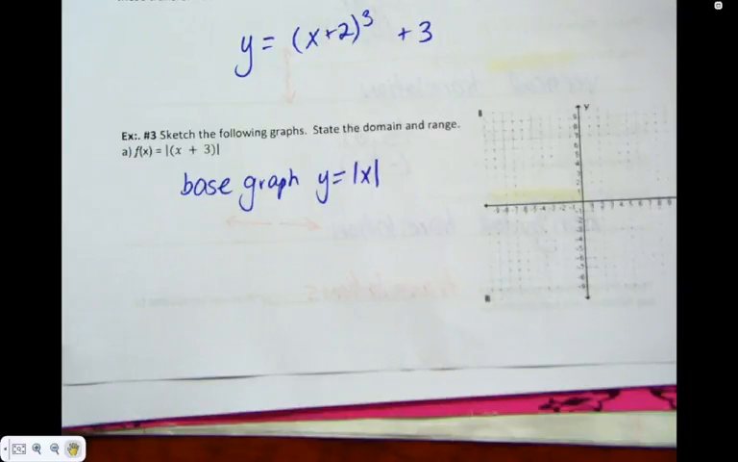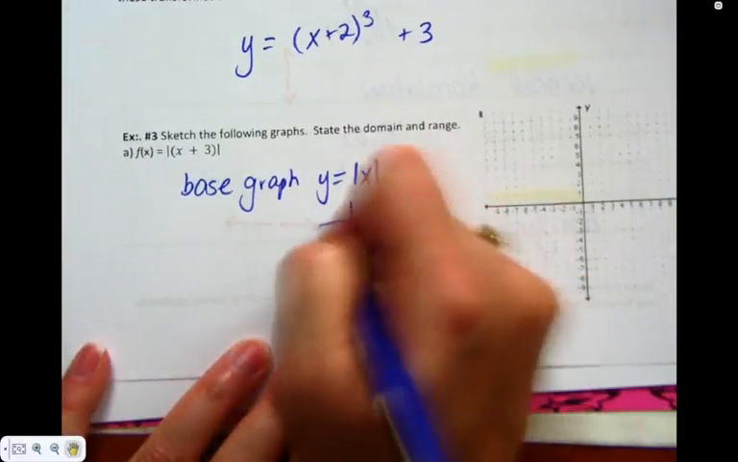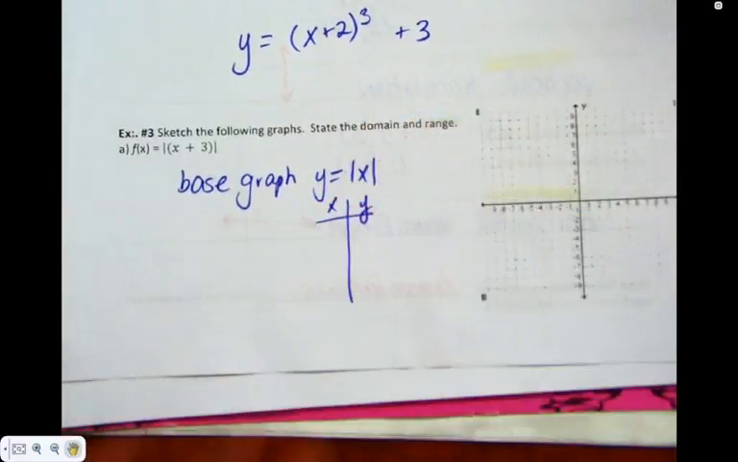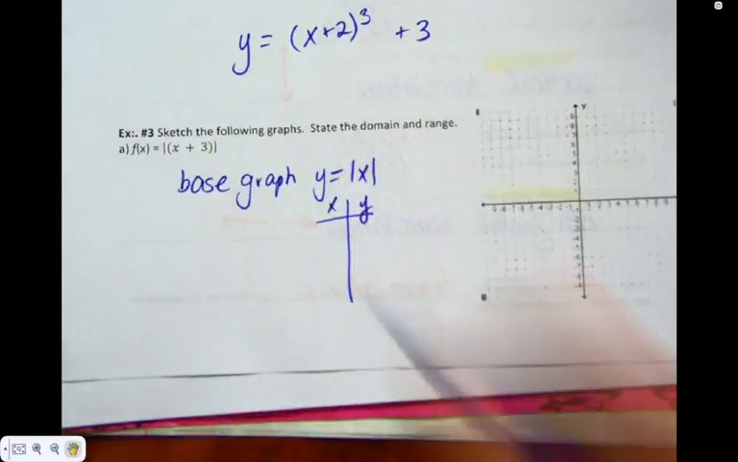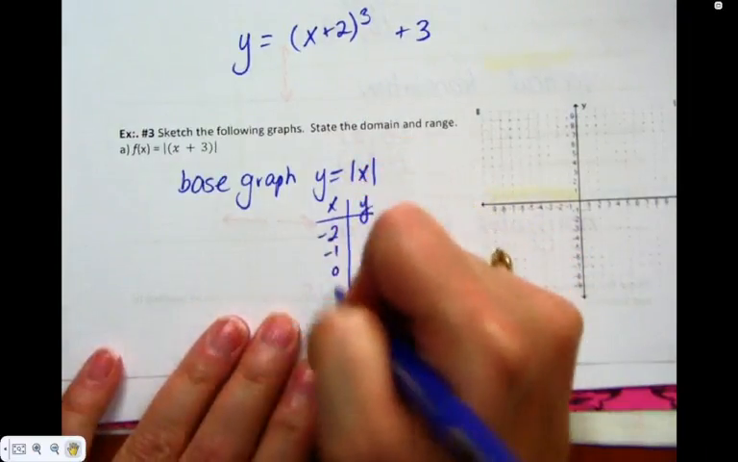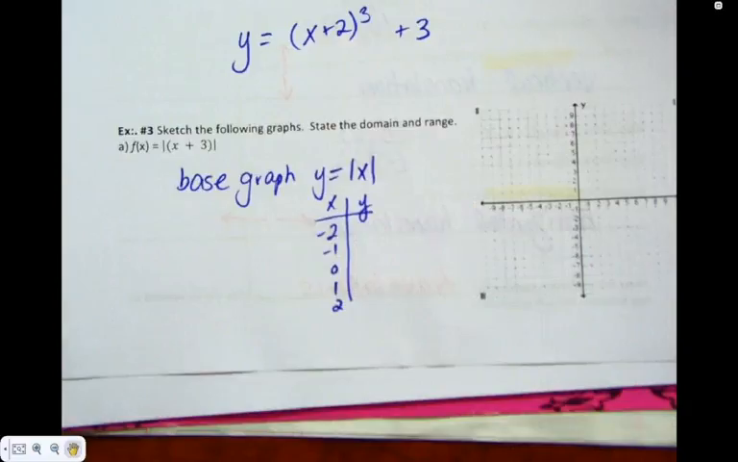You graphed the absolute value of x last year in grade 11, but let's just review. We're going to do the first one with a table of values just to put back in your head what it looks like. I'm going to pick some x values. We typically pick -2, -1, 0, 1, and 2. Doesn't have to be those values. You can pick any x you want. We just pick ones on each side of the origin.